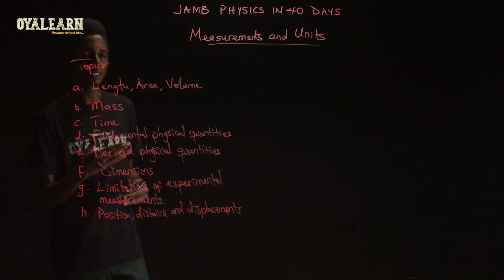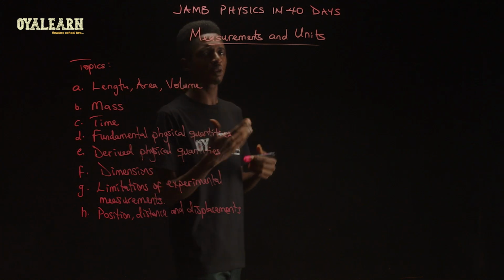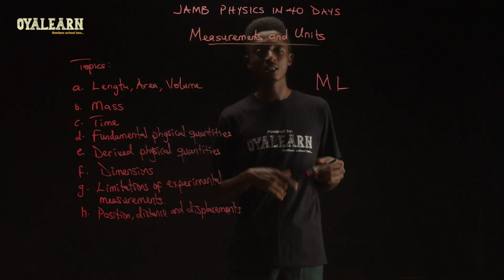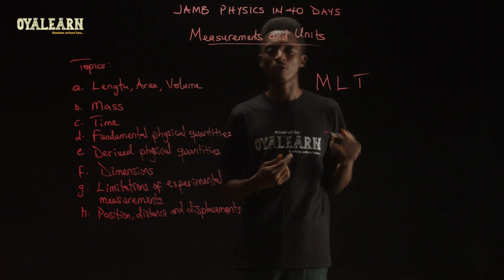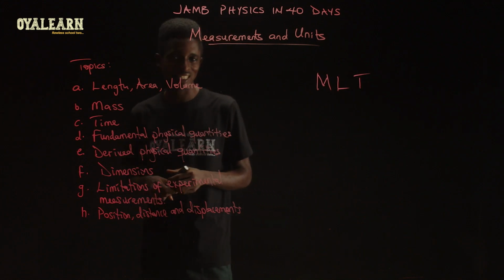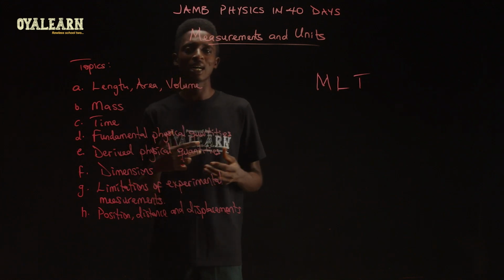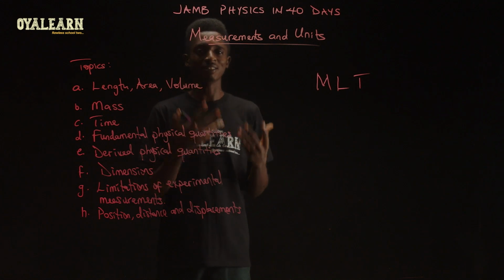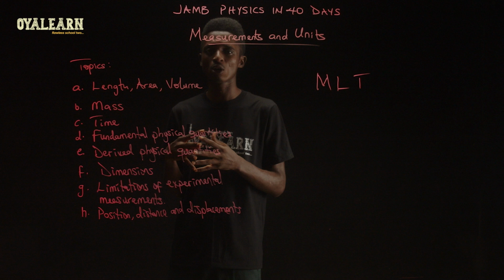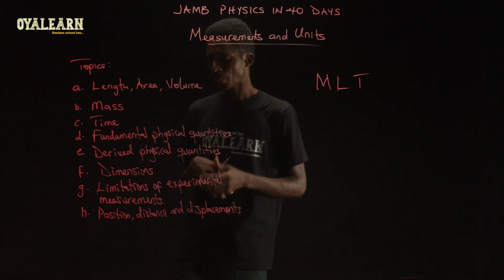And then we also have what we call the dimensions. The dimensions we look at mostly in physics are the dimensions of mass, dimensions of length or distance, and then dimensions of time. Using this, we'll do what we call dimensional analysis. We use that to determine the dimensions of a particular derived quantity, and you can also use this to actually find the units of unknown quantities.